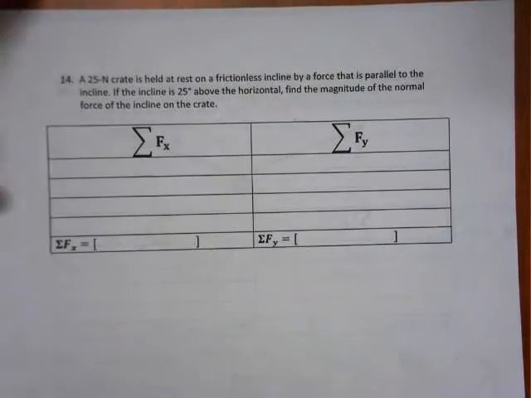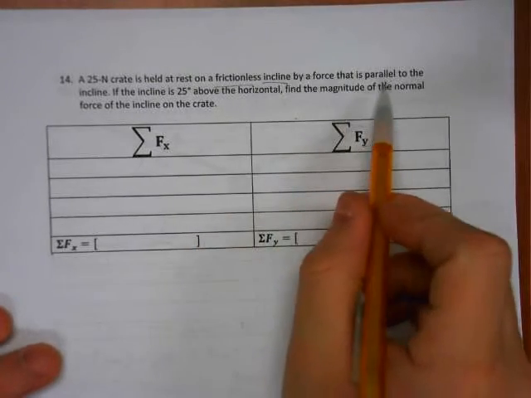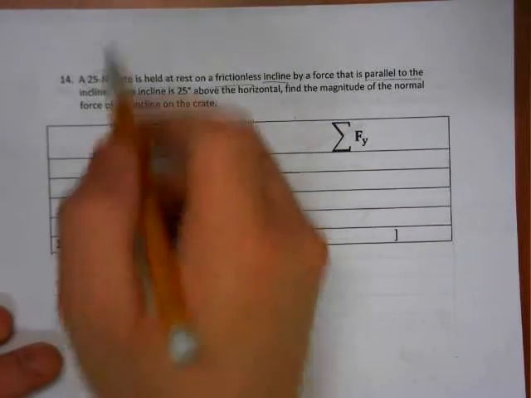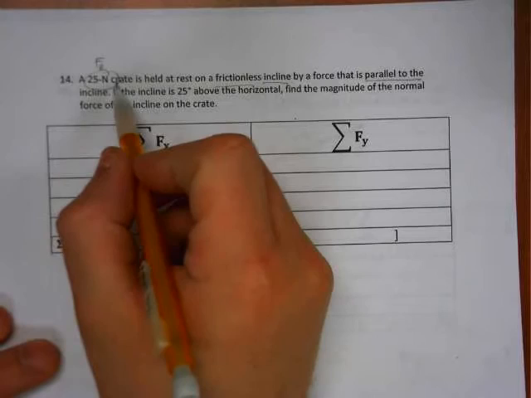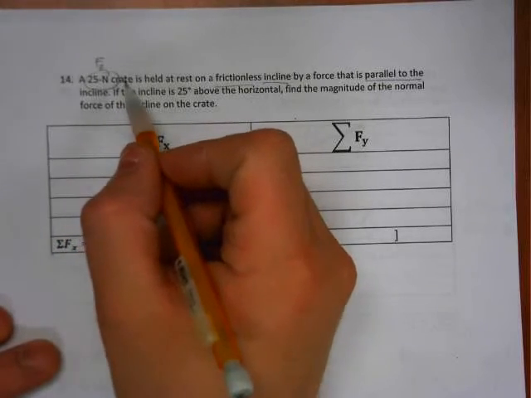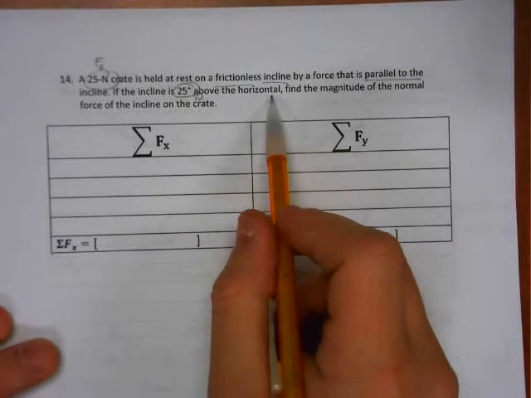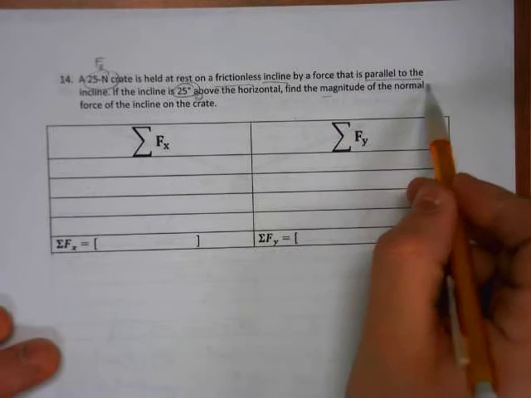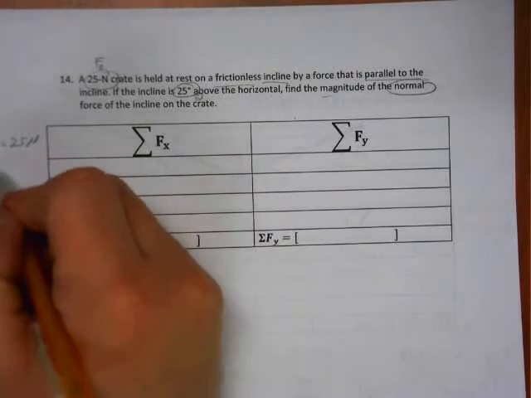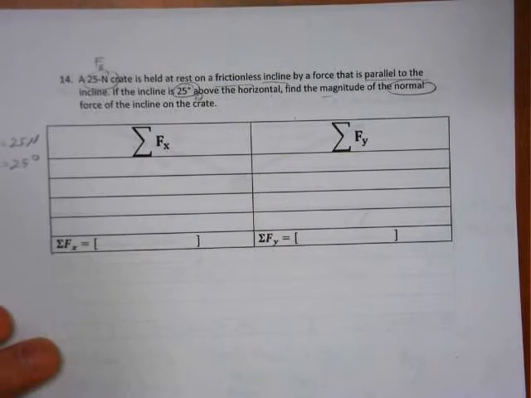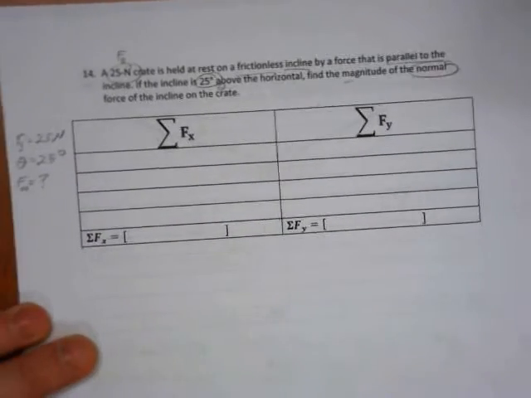All right, the first problem: we have a 25 Newton crate that is held at rest on a frictionless incline by a force that is parallel to the incline. And it's 25 newtons, that is the force of gravity. We could find the mass of the crate, but why bother? Because we know we're going to have to end up dealing with force, right? The incline is 25 degrees, that's theta, above the horizontal. Find the magnitude of the normal force. I'll just circle normal. Okay, so we have Fg equals 25 newtons, theta equals 25 degrees, and we want to find the normal force, question mark.